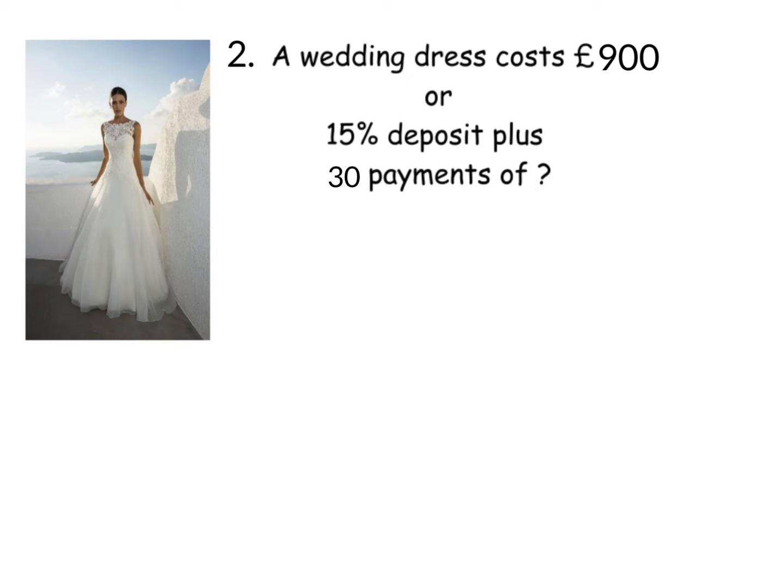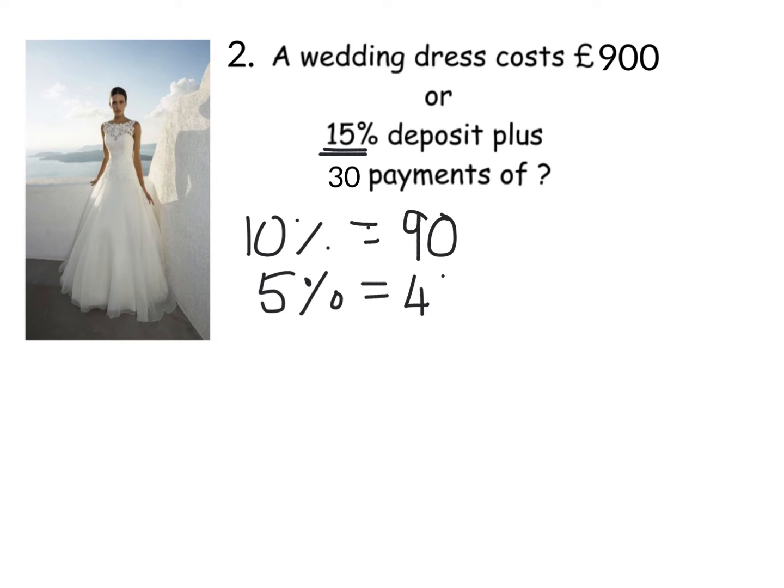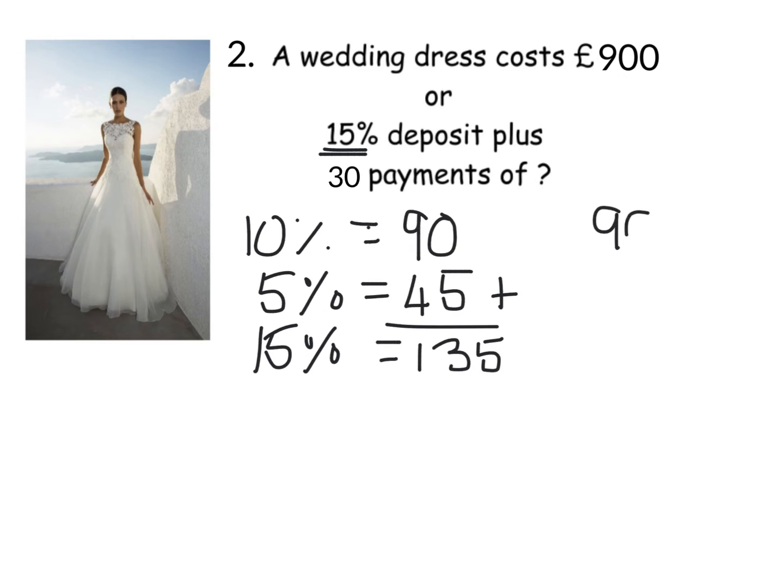This time my deposit is 15%, so I need to work that out first of all. 10% of £900 would be divided by 10, making that £90. 5% would be half of the 10%, which is half of 90, which is 45. And then my 15% deposit would be the two of them added together. So that is £135.